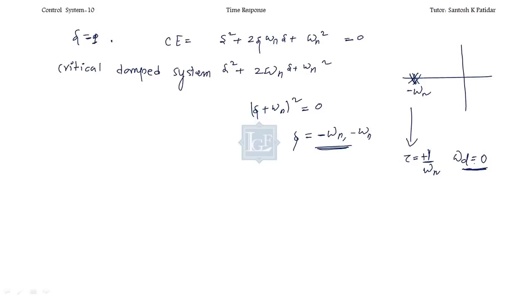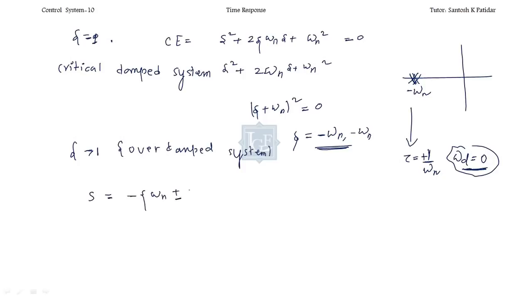Okay, so in this condition you will not get any oscillation in the system output. Correct? Now we'll consider the values for zeta greater than 1. Over here, this will be an overdamped system. In this case, you will get s equals minus zeta omega n plus or minus omega n square root of zeta square minus 1. This is not the complex one. In this condition, you'll get one pole near the imaginary axis and one pole away from the imaginary axis.